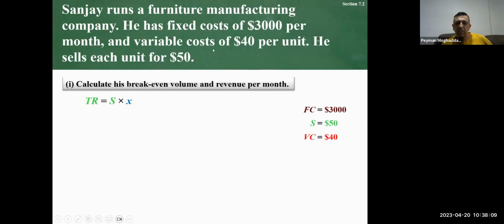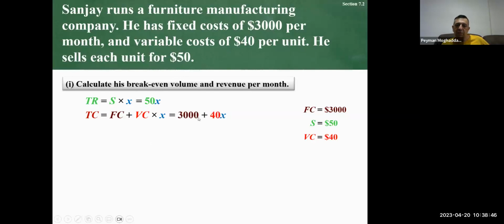Okay, so you can use a calculator as well, but let's do it using pen and paper. You want to know the break-even and revenue per month. Total revenue is going to be the selling price multiplied by X, which is 50X. Total cost is going to be the fixed cost, $3,000, plus the variable cost multiplied by X, which is 40X.